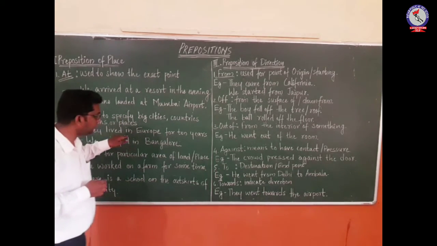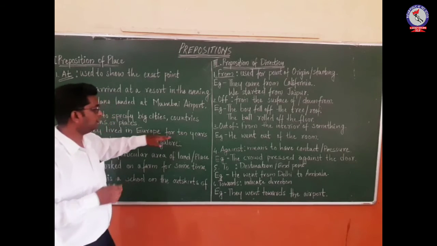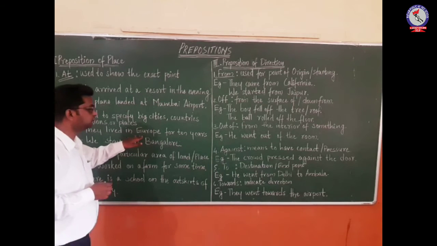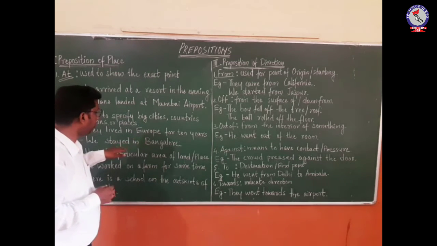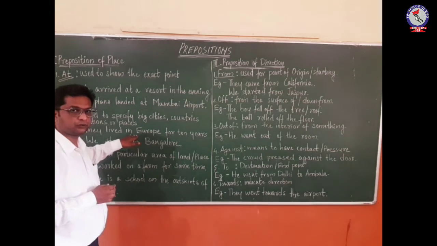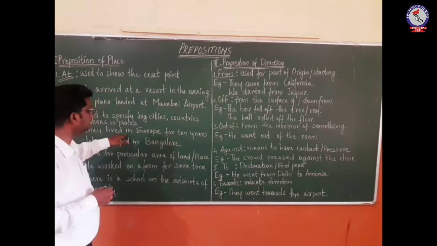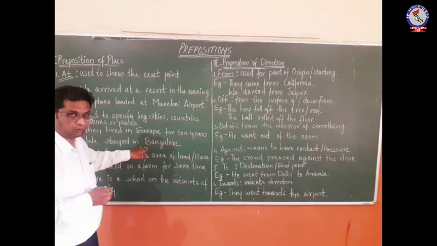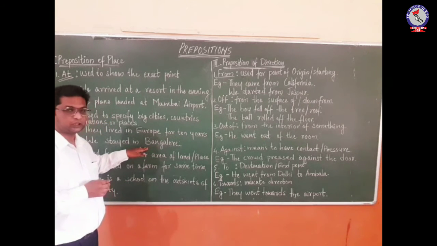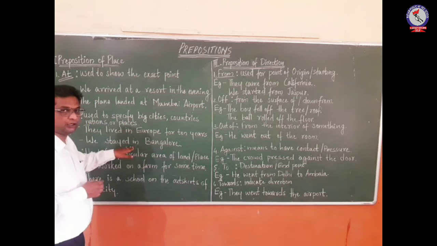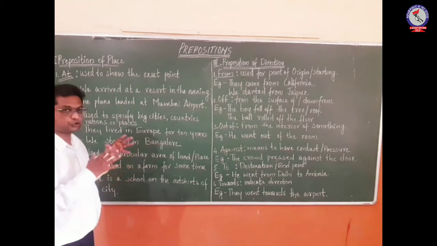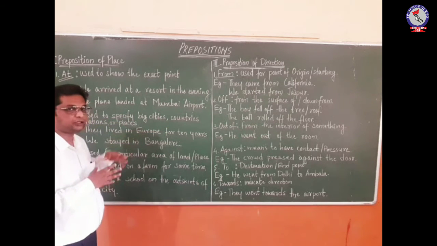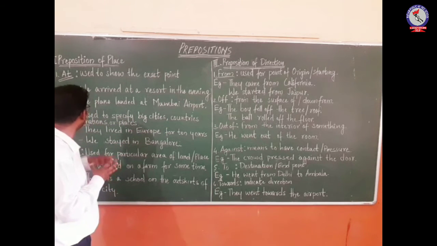They lived in Europe for 10 years. Europe is a big place. So we have used in here. We stayed in Bangalore. Bangalore is a big city. So we have used in here. So whenever you are showing big cities, countries, nations, continents or places, we will make use of in.